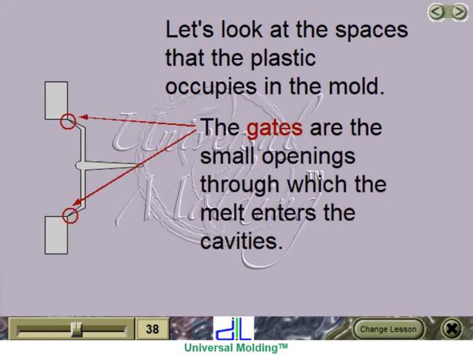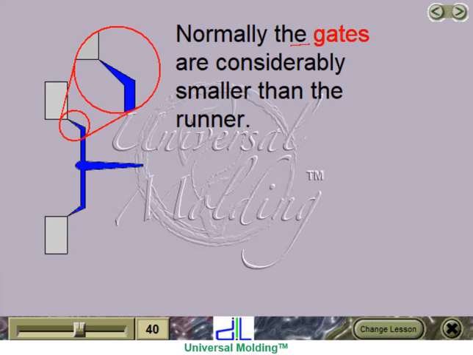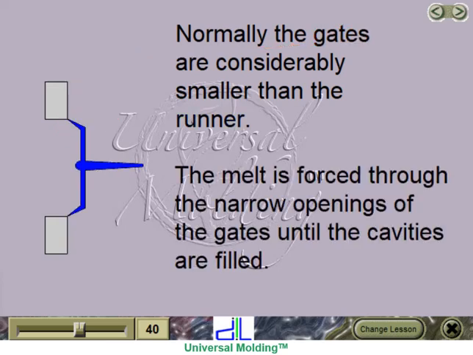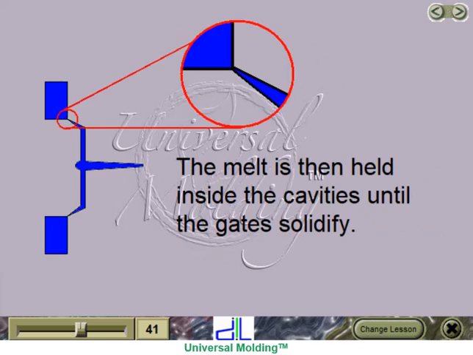The gates are the small openings through which the melt enters the cavities. The melt enters the mold through a sprue and travels through the runner until it reaches the gates of the cavities. Normally, the gates are considerably smaller than the runner. The melt is forced through the narrow openings of the gates until the cavities are filled. The melt is then held inside the cavities until the gates solidify.